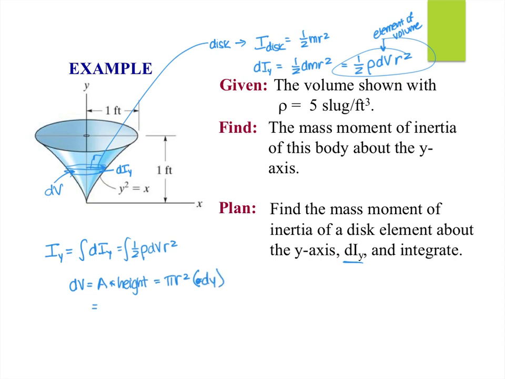Now, going back to the radius, which is measured in x, I'm going to call this pi x squared, and then the height is dy. I see that this dy indicates I'm going to integrate over y, so I need to write this in terms of y. Using this equation, x squared would be y to the 4th, times dy. So this is how I'm going to write dV. This is my dV.